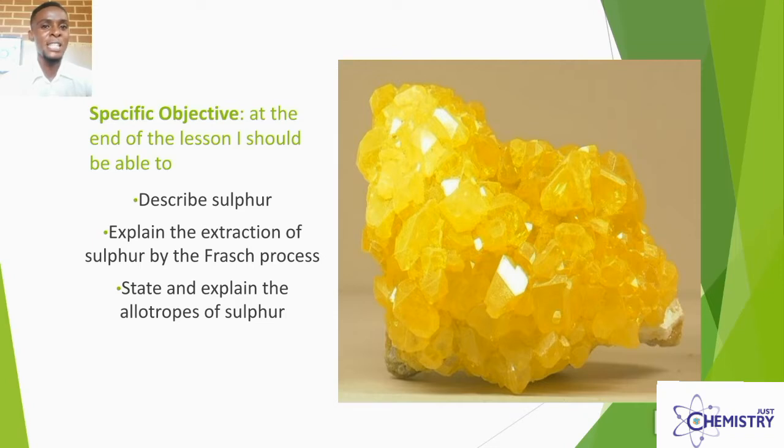Next, you should be able to describe the Frasch process. The Frasch process is the process of extracting sulfur. And lastly, you should be able to state and explain the allotropes of sulfur. Allotropes of sulfur are categorized into 2 forms: the crystalline allotropes of sulfur and the amorphous allotropes of sulfur.